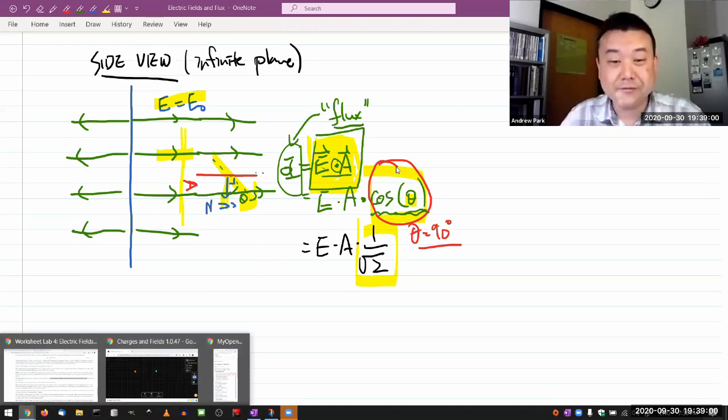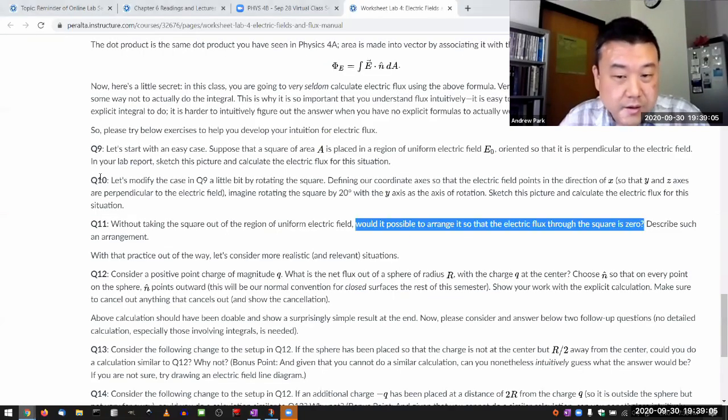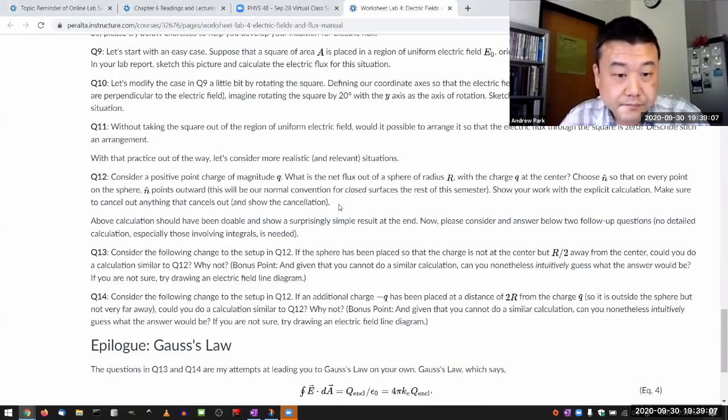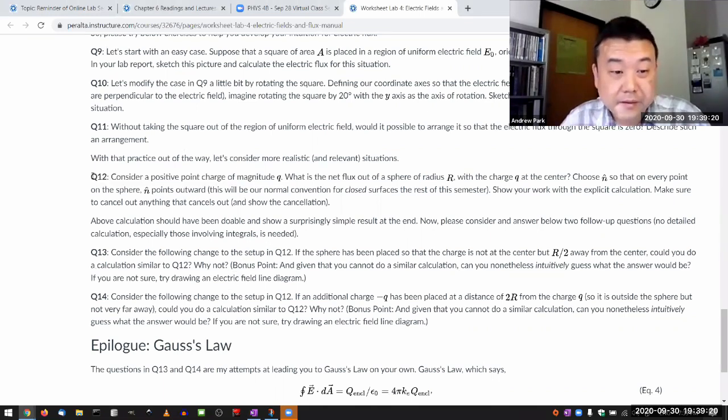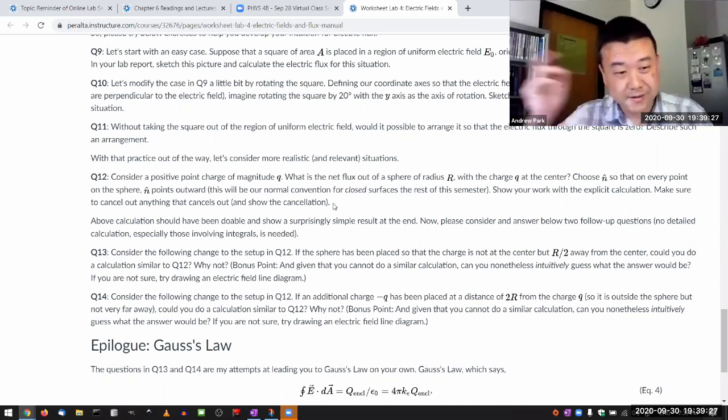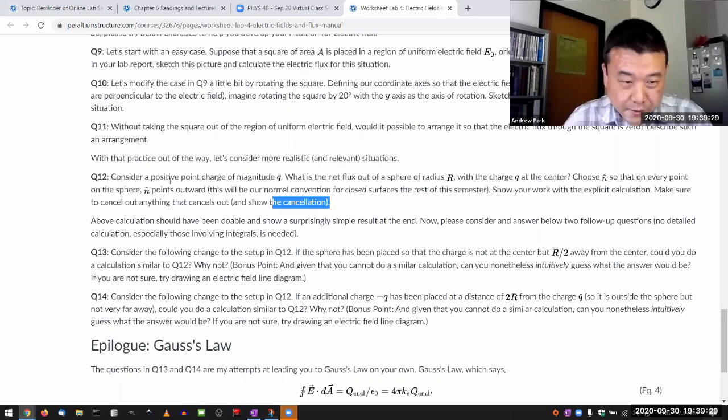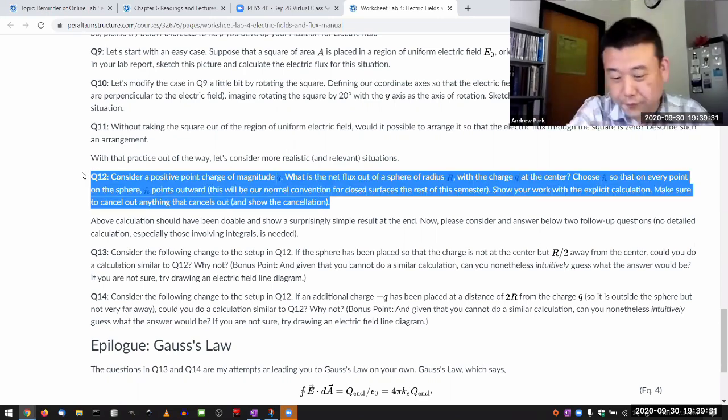Now, with the practice out of the way, let's consider more realistic and relevant situations. And I think this is the situation that I was hoping you will see that leads naturally to Gauss's law. Now, this one, let me go through that. I think we got this far, spent a fair amount of time getting this far. Let me just follow this instruction word for word.